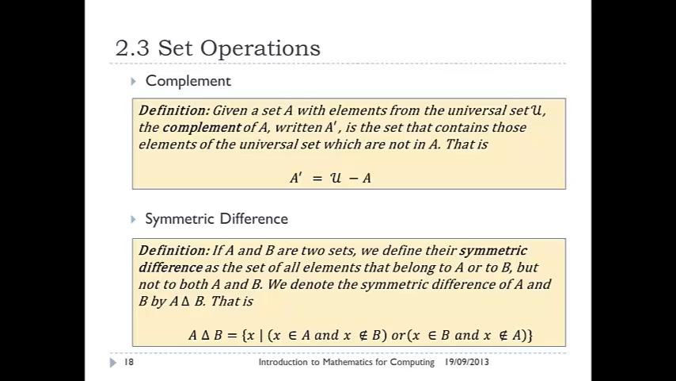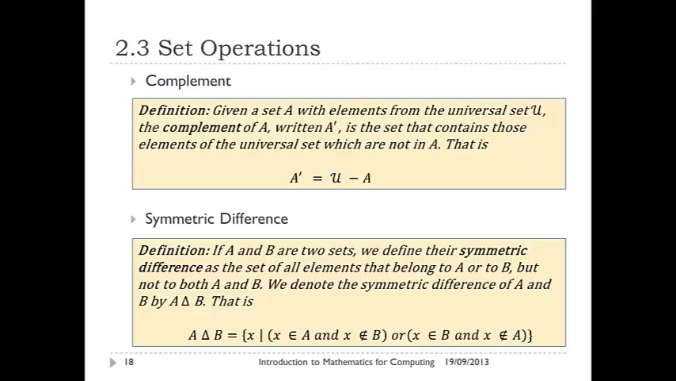The next set operation we need to consider is the complement operation. And the complement operation comes into effect when we're considering a universal set. So if we're given a set A with elements from some universal set, and recall the universal set is going to be the set that we're concerned with for a given problem, of all of the elements that we're concerned with. The complement of A, written A prime, with the small dash at the top of the A, is the set that contains those elements of the universal set which are not in A.